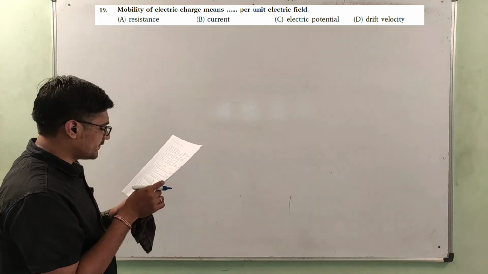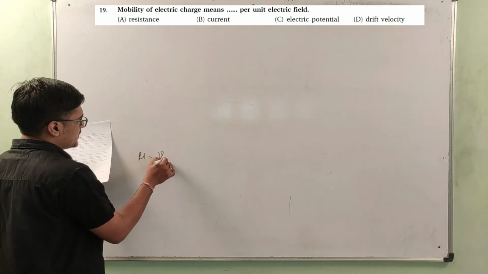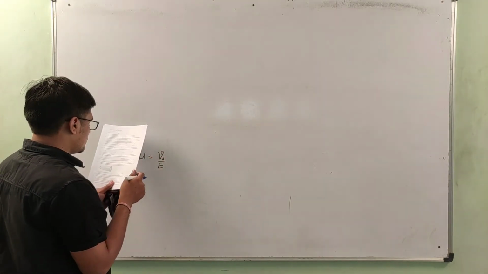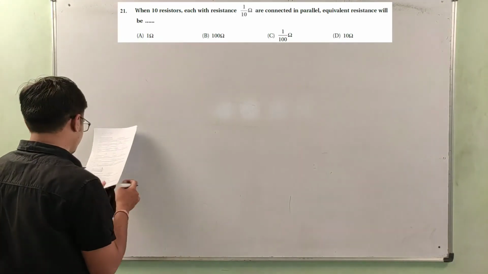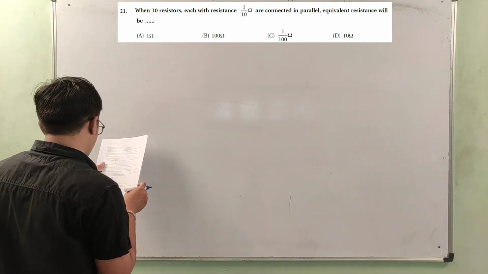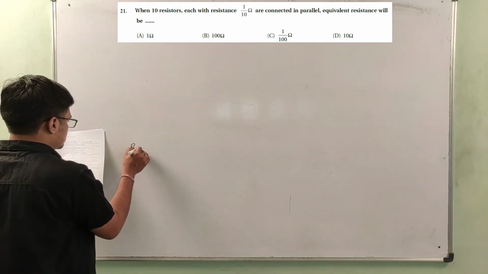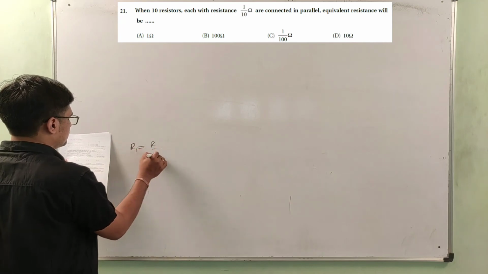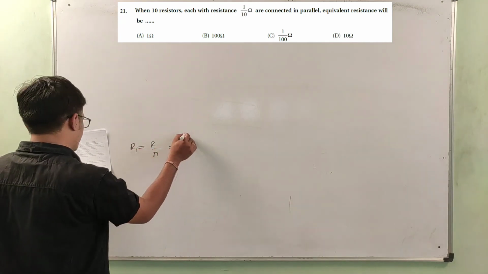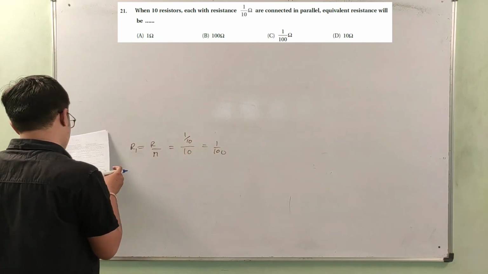19th question. The mobility of an electric charge: mobility mu is equal to Vd by E. Mobility means drift velocity per unit electric field. So D is our answer. 21. Whenever 10 resistors each of value 1 by 10 are connected in parallel, the resistance becomes R by N. The value is 1 by 10 and the number of resistors is 10. So 1 by 100 is our answer.